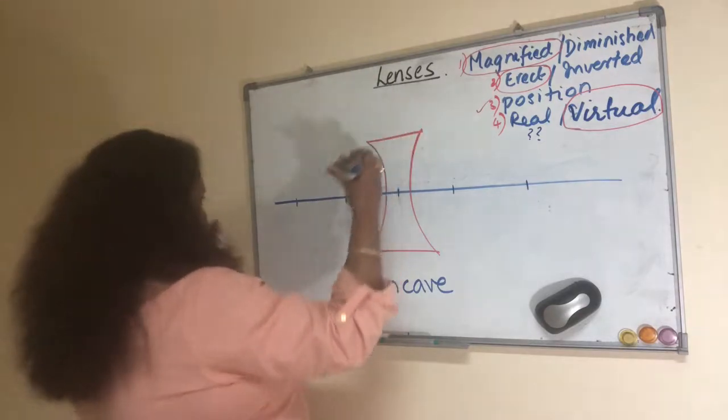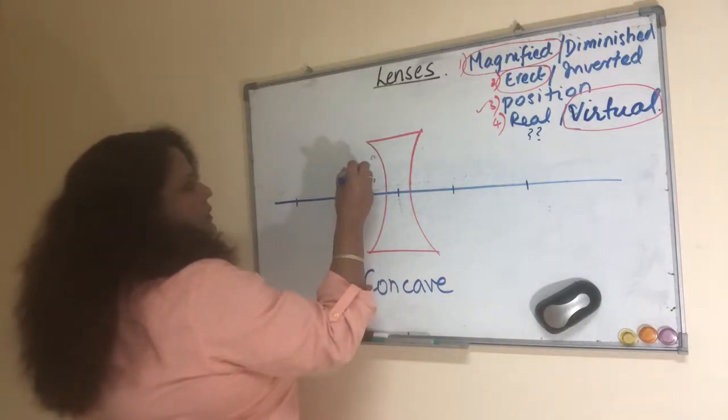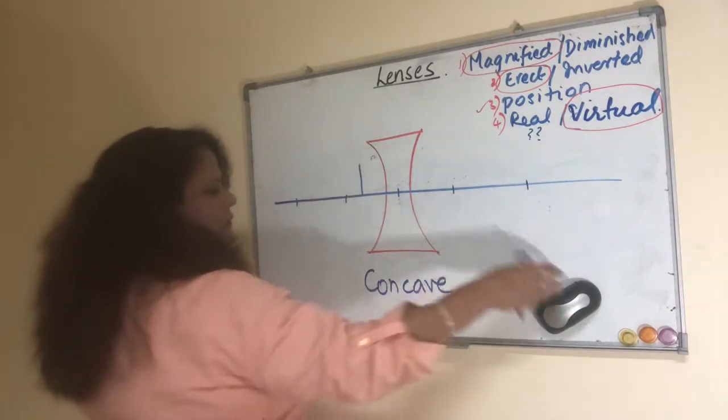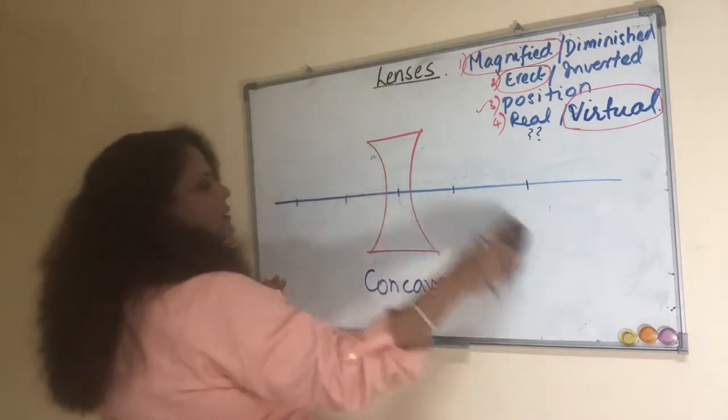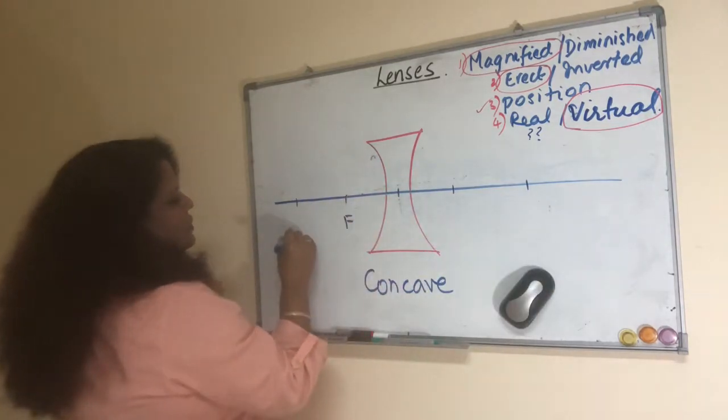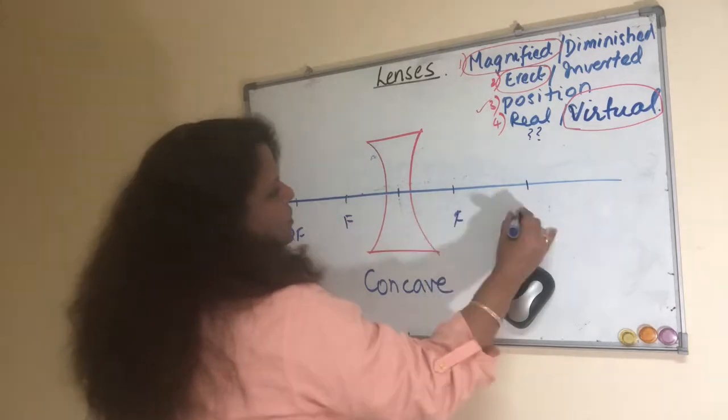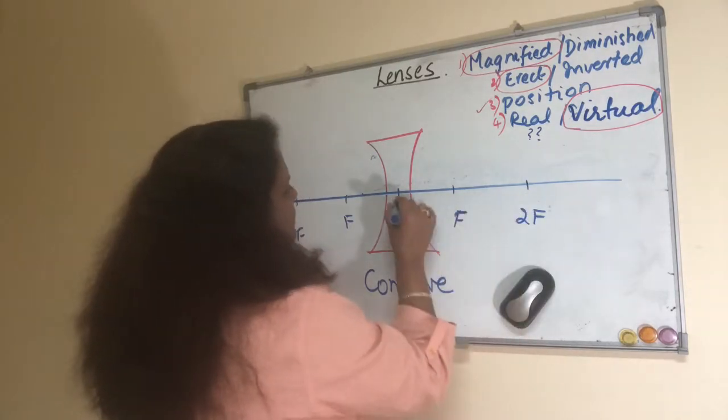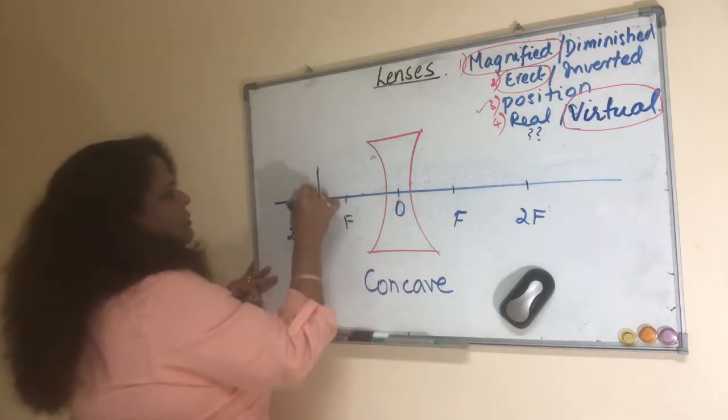You cannot just draw randomly at any point. I'll keep the object. So this is your F, this is 2F, also F and 2F on the other side. This is the optic center. I will place the object here.